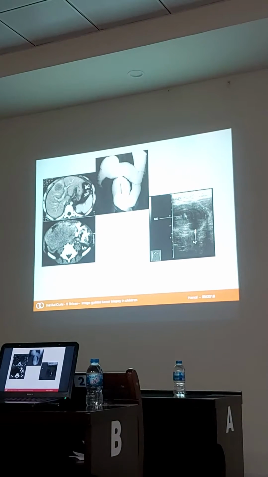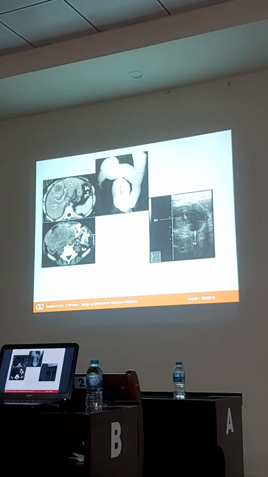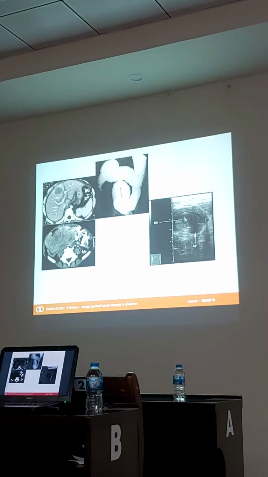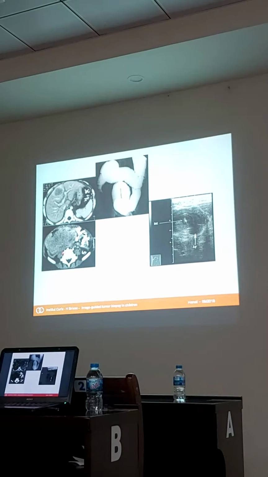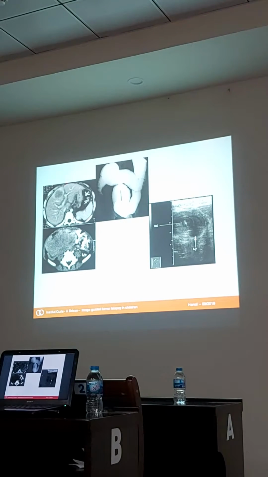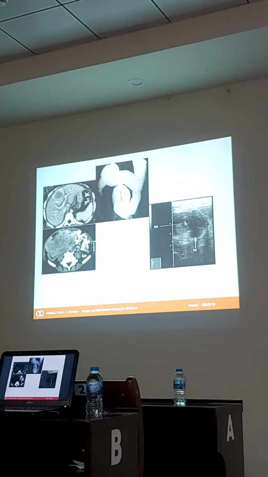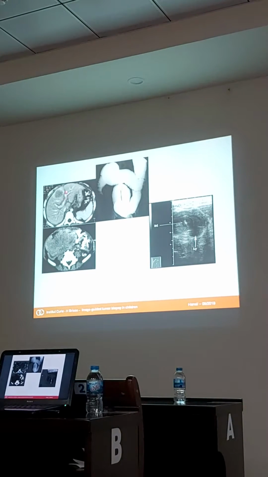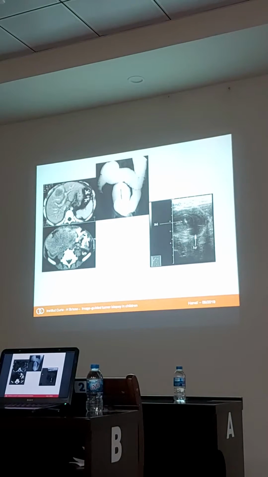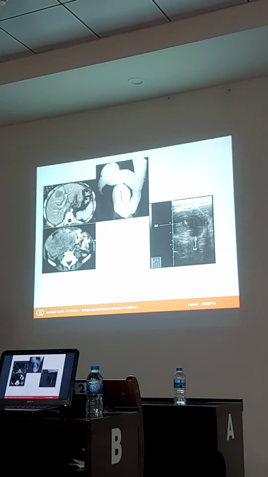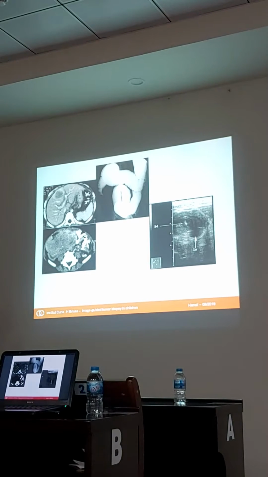So this is another case. It's a 7-year-old boy with abdominal mass. So what do you think? So you have a mass here in the right flank. You have a mass in the liver. You have some infiltration here around the portal branch. When you look with sonography, you see that it looks like invagination, intussusception.